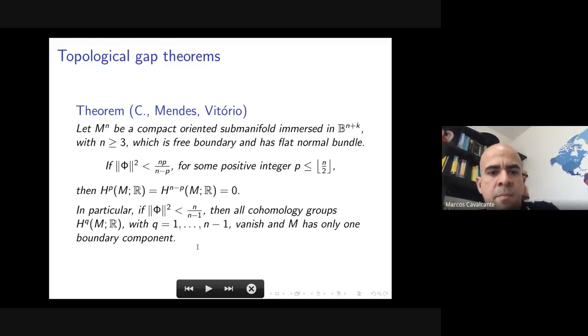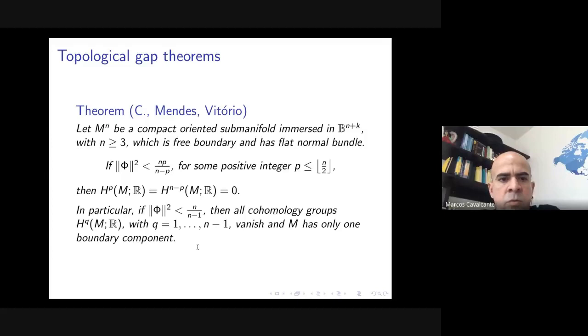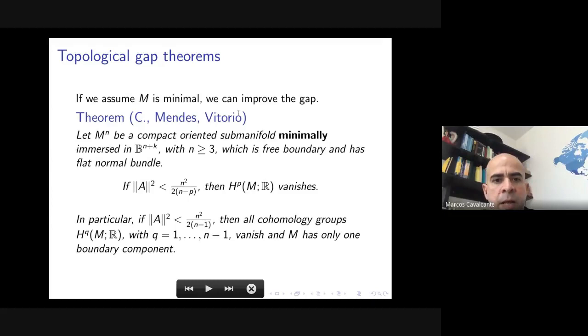Before sketching the proof, I'd like to say that we can improve this gap if we assume that the submanifold is minimal. Okay, this is the second theorem. Assume the submanifold is minimal, and then we have a bigger gap here. But again, we just obtain this topological gap. I mean, just that the group is trivial, but we have no more rigid theorem in this case.